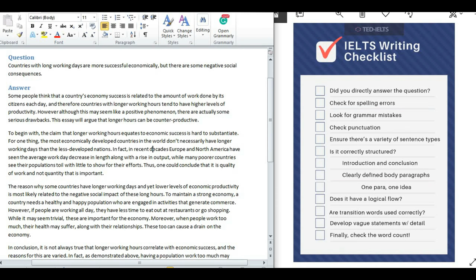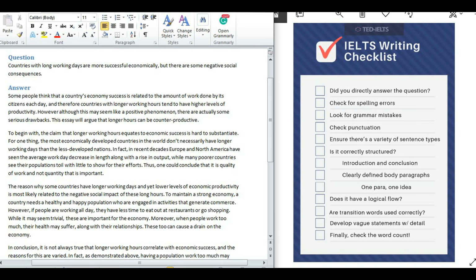There are 10 steps on this list, if you count these as sub-steps. And they're all things that I think you really need to do at the end of every single IELTS writing task that you do. So first of all, we're going to think, did you directly answer the question? Now we've talked about this before, but it's really important for task achievement that you really directly answer the question. That means everything about it.